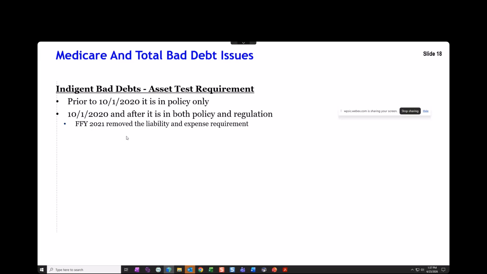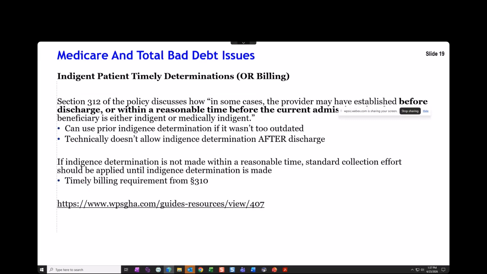There's no risk to Medicare, to the program, if a provider does or does not review liabilities and expense. But there is a risk if they don't review assets and income. And of course, that risk is that more patients might be deemed indigent than otherwise should be. So when a patient is deemed indigent, then that exempts them from the normal collection effort of Section 310 of the policy. So Section 312 deals with indigents, deals with all the rules of indigents, including the Medicaid side of that, how they're automatically deemed indigent due to being Medicaid.